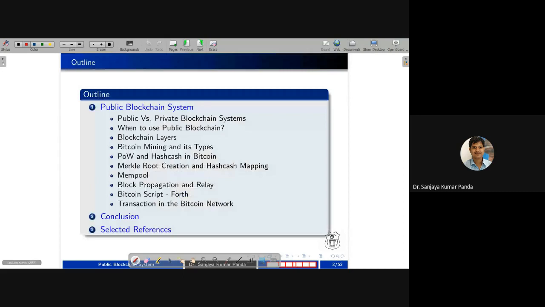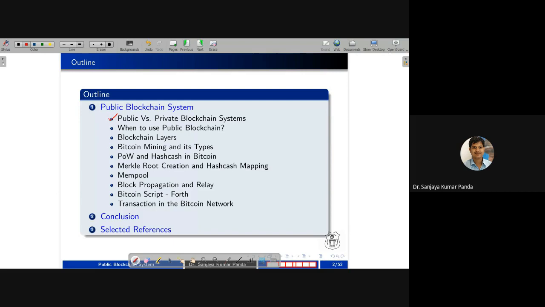So what we are going to discuss today: first we will see the different types of blockchain system. Also, I told you in the previous class about public and private blockchain, permission-less and permissioned blockchain, consortium blockchain, hybrid blockchain. But in general, we say there are two types. One is called the public blockchain system, another is called the private blockchain system. So we'll revisit the concept of public and private blockchain systems, and we'll compare them first.